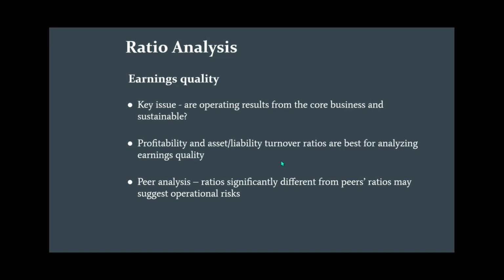In this regard, profitability and asset liability turnover ratios are best for analyzing earnings quality. You should also perform peer analysis when doing ratio analysis. Ratios that are significantly different from a company's peers may suggest operational risks, or it could be that the company is managing the financial statements.